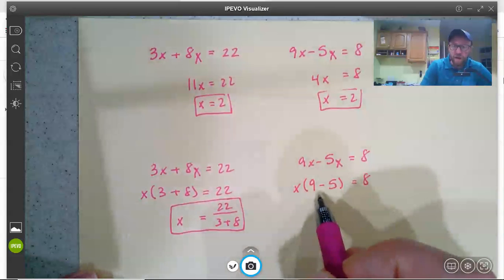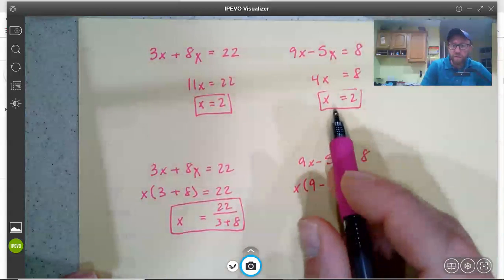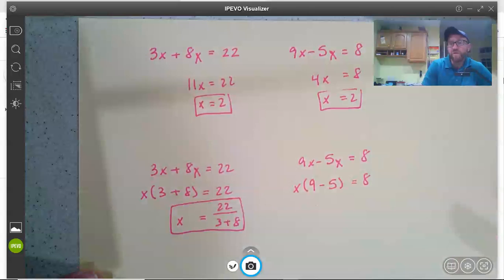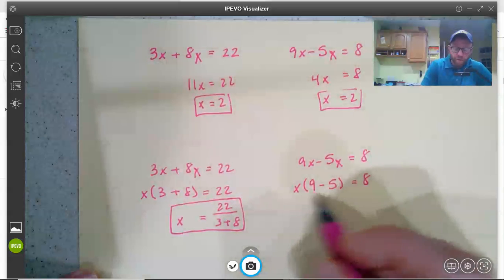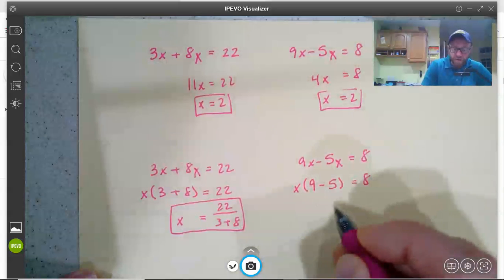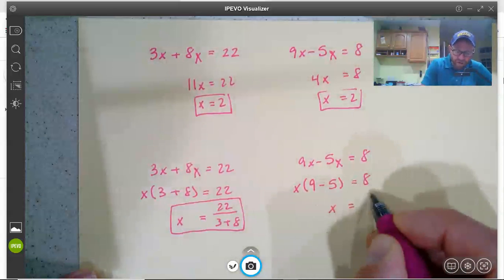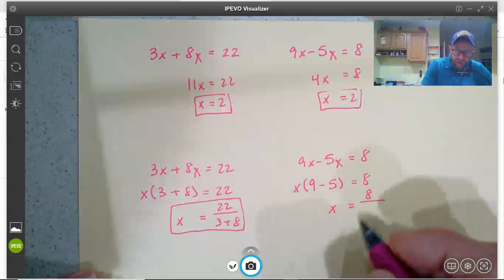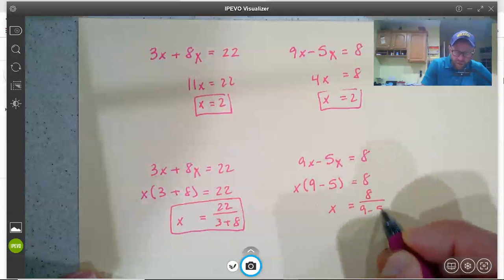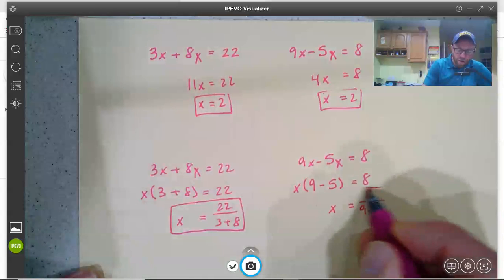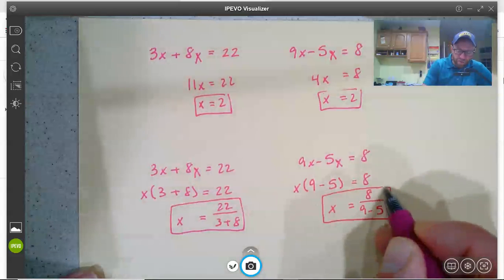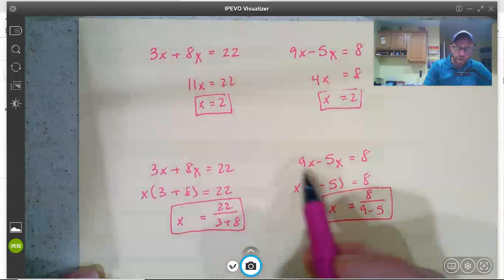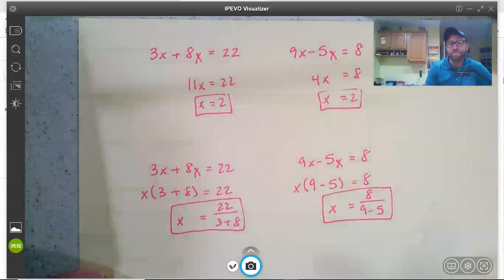Then I'm going to divide. Now here, this is the part where I'd be dividing by 4. And 9 minus 5 is really the same as 4, just written in a different way. So I'm going to divide by 9 minus 5 on both sides, and we get x is 8 over 9 minus 5. So same solution.